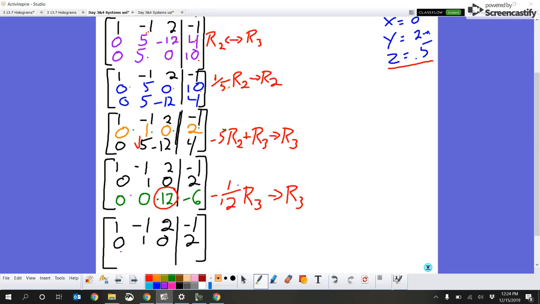Negative 1/12 times 0, that's 0. Negative 1/12 times 0, that's 0. Negative 1/12 times negative 12 is 1. And negative 1/12 of negative 6, that is a positive 6/12, which is 1/2. So now we are at our checkpoint and we're looking really good.